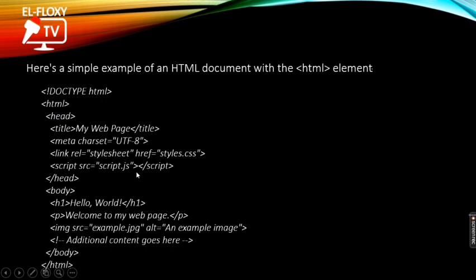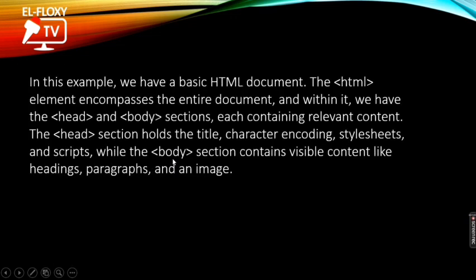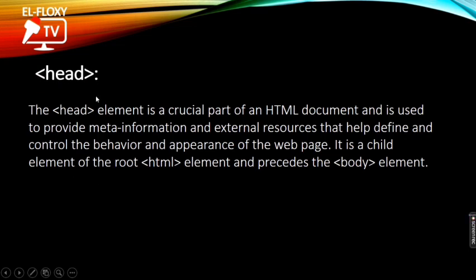So we'll come to this coding very soon. We'll see how it looks like on the web. So let's continue. In this example, we have a basic HTML document. The HTML element encompasses the entire document, and within it we have the head and the body section, each containing relevant content. The head section holds the title, character encoding, style sheet, and script, while the body section contains visible content like heading, paragraph, and an image.